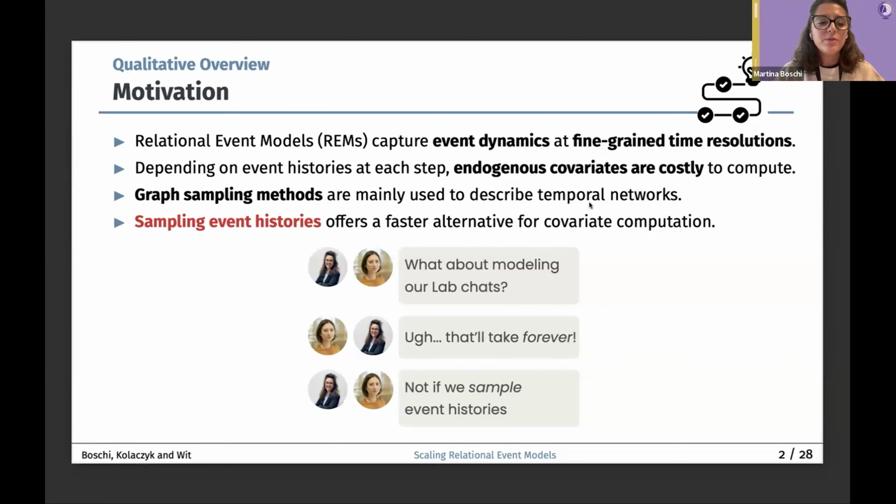And so my idea would be to employ graph sampling methods that today are used to describe temporal networks as a modeling tool in order to speed up the covariate computation. And this would allow also relational event models to access huge event sequences that today are prohibitive due to the computational cost of the covariate.